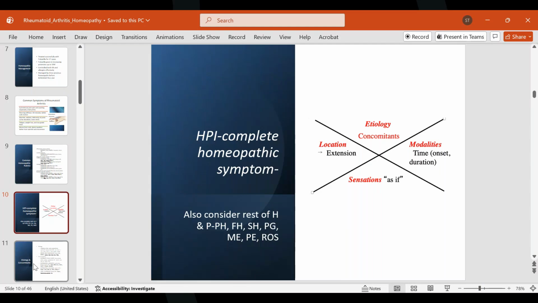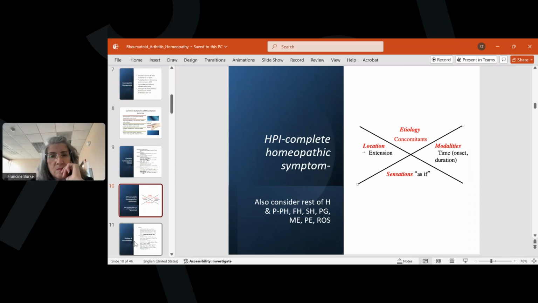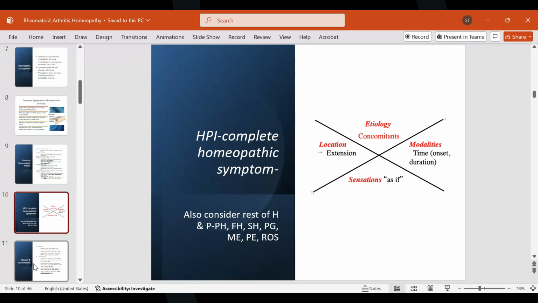And then you also need to consider the rest of the history: past history, family history, social history. Maybe there's a history of gonorrhea in the family. Maybe consider medorrhinum or some other history like that. I'm a big one for social history. Are they smoking, drinking? How's their diet? You always want to change those things, be more anti-inflammatory with an inflammatory condition. Look at their immunization status, and is that contributing? Mental, emotional symptoms, and then physical exam.